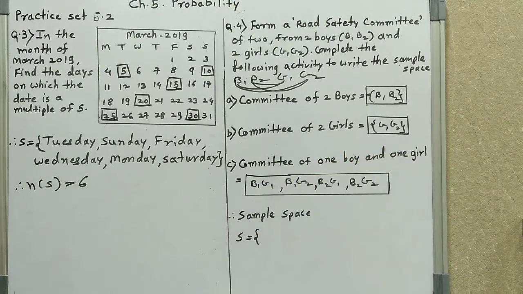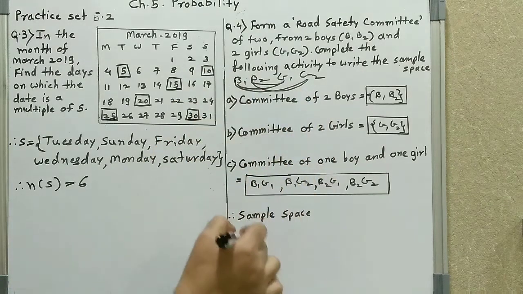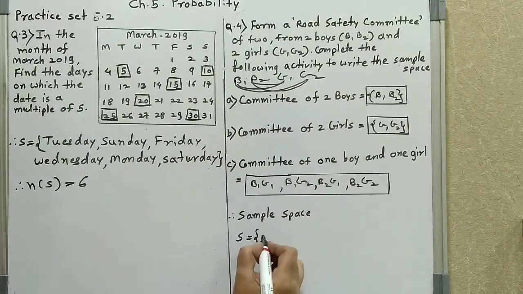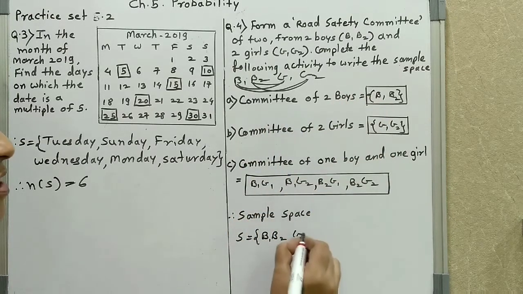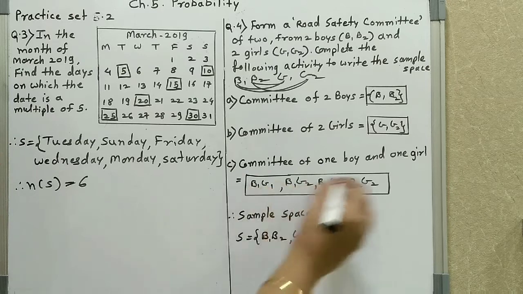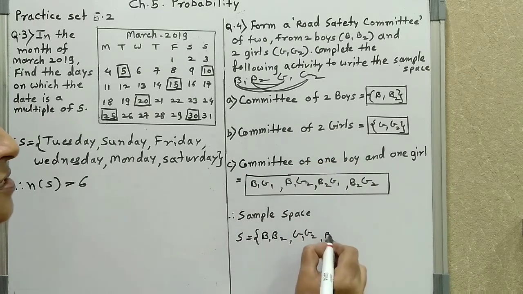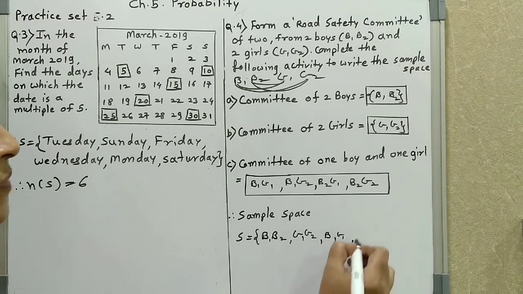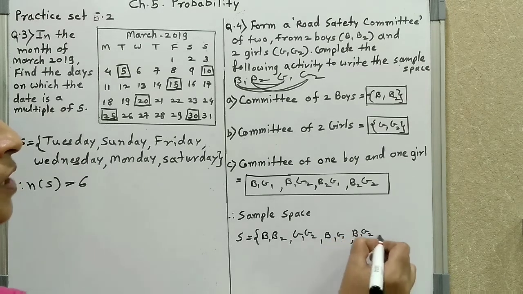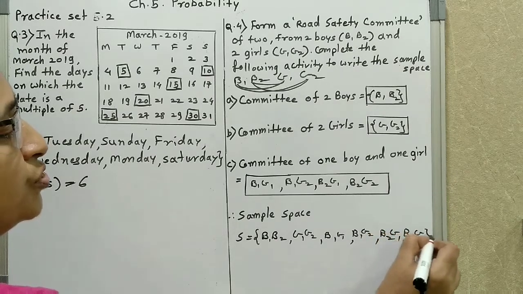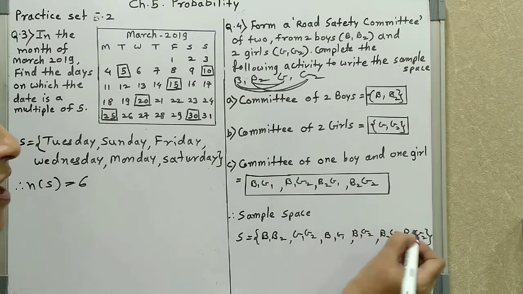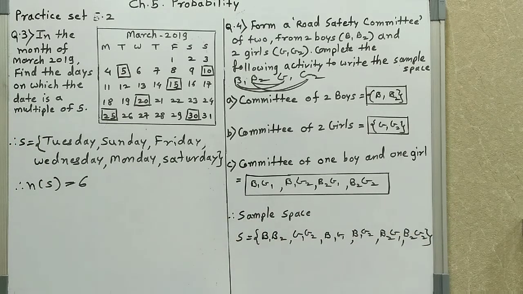Now we find the sample space. So we combine all these outcomes and then we find the sample space. First there is B1, B2, meaning only boys. Then we find only girls, G1, G2. Then committees of 1 boy and 1 girl, that is B1, G1, then B1, G2, then B2, G1 and B2, G2. So how many? 1, 2, 3, 4, 5, 6. These are the sample space of this road safety committee. So this is our 4th.